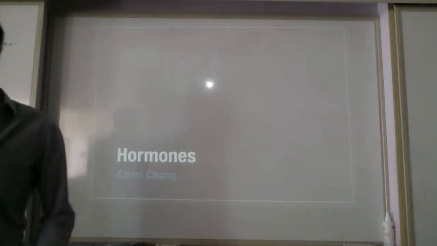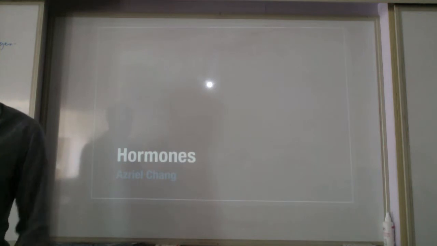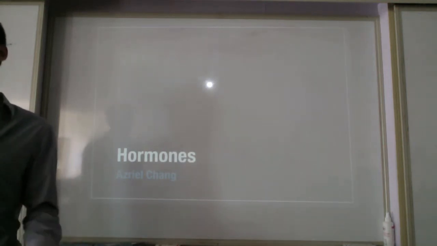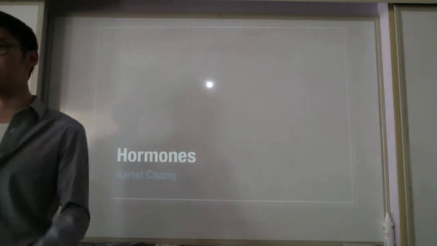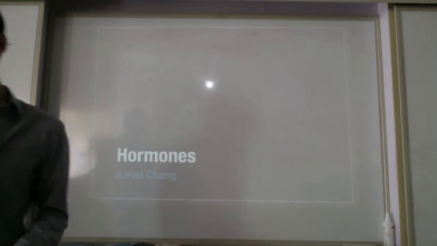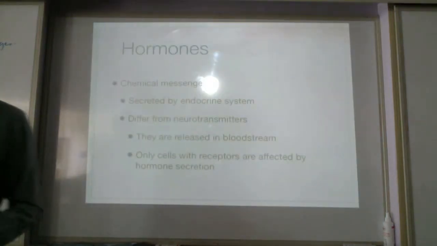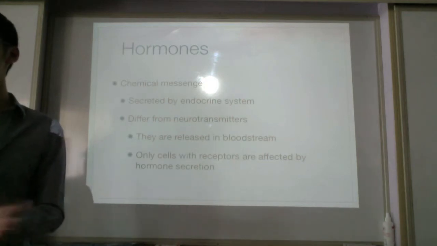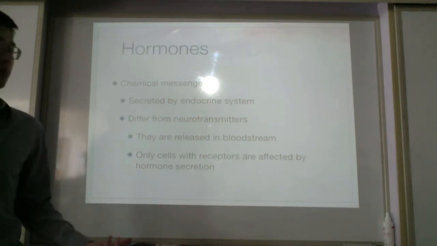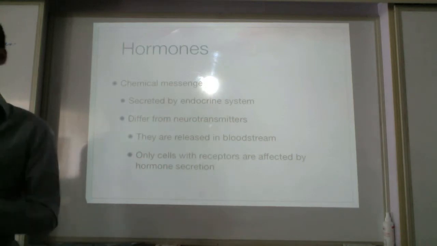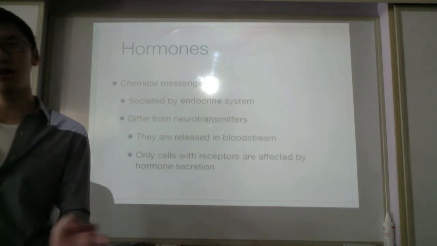So today I will be talking about hormones. In our body, there are two main methods of transmission. One is using the CNS, or central nervous system, which uses neurotransmitters and nerve cells, and the other is hormones. Hormones are different because they are chemical messengers like neurotransmitters, and they're secreted by a system, the endocrine system. However, they are released into the bloodstream and not through cells.